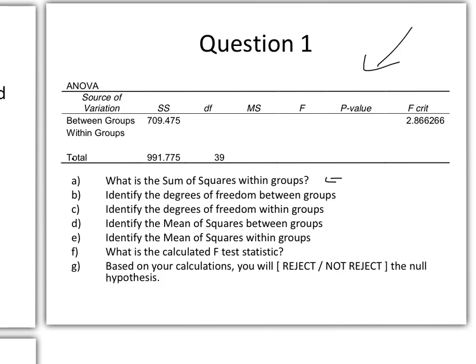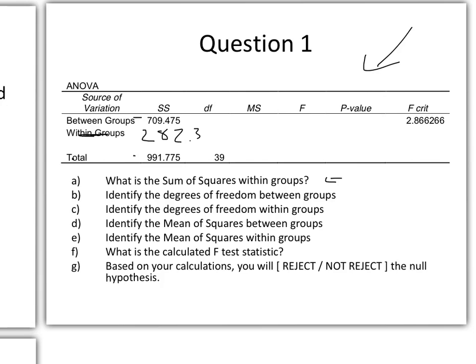So if we've got this value here, 991.775, and 709.475, the difference between those is going to be our sum of squares within groups. So if you subtract 709.475 from 991.775, we get 282.3. Okay? So then these will add up to 991.775.